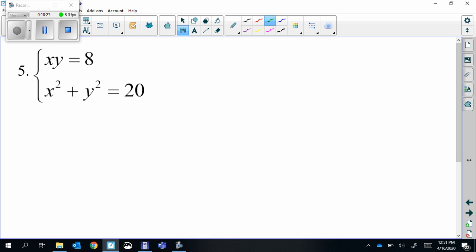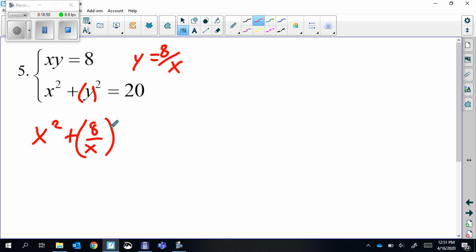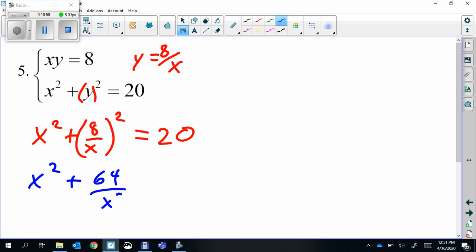Here's another one. We can do substitution. It's a little bit harder, but that's okay. You can have y equals just divide by x there, so it'll be 8 divided by x. And then we're substituting in place of the y, so that's going to be 8 over x squared. When you square a fraction, you square the top and the bottom. So that's 64 over x squared equals 20.